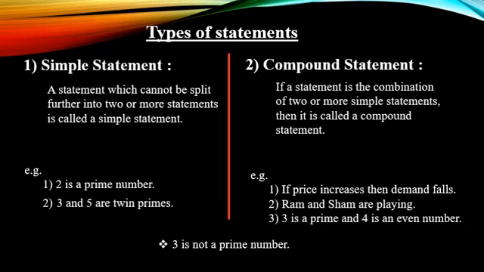Now let us see this statement: 3 is not a prime number. So for this statement, 3 is a prime number is a simple statement, and the simple statement comes with logical connective not. That means 3 is not a prime number is a compound statement, and the logical connective used in this compound statement is not.